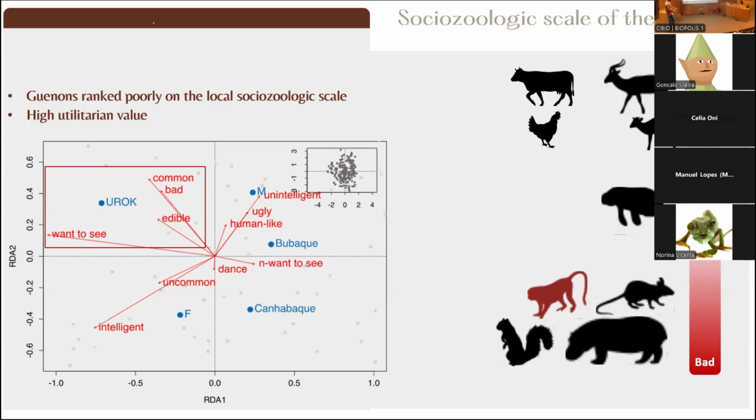Also, we saw differences within the archipelago, between Rock Island, Bubaque, and Canhabaque. But we do think that this could be species specific because, remember, they do not overlap. So perhaps there are some species that are worse at raiding than others, particularly here in Uroque, where people said that they were very bad. So there was a very strong association. This is the green monkey, which is the more terrestrial of them. And typically terrestrial primates are known to be better at raiding, or at least the arboreal ones still do it, but they're usually more afraid to go to the ground.